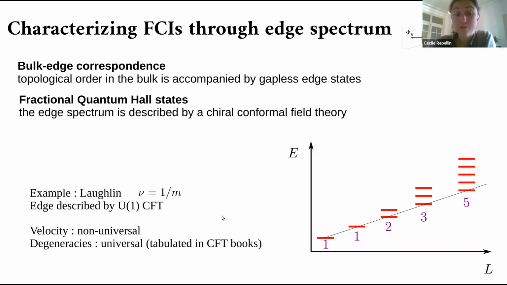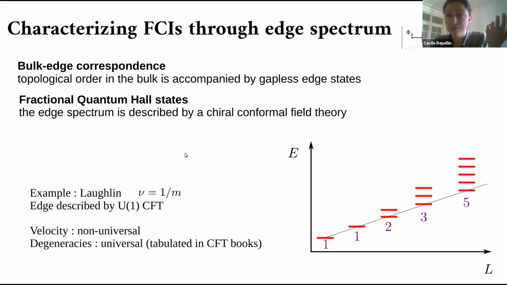And while the velocity itself is not something universal, not something that's going to help you diagnose which type of topological order you have, the degeneracies, those numbers here, are universal, and actually they are tabulated in conformal field theory books. The degeneracy that I've given here corresponds to the Laughlin states, so Laughlin 1/n, 1/2, 1/3, or whichever one you want. And if you went to different fractional quantum Hall states, for example non-abelian ones, this would be a different series of degeneracies.